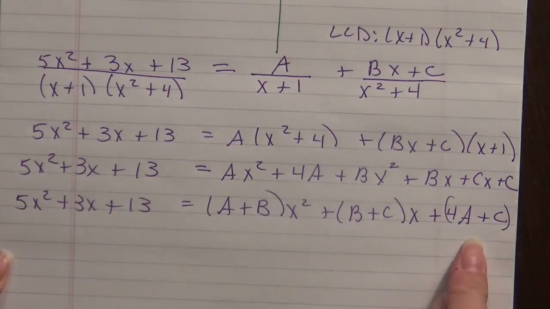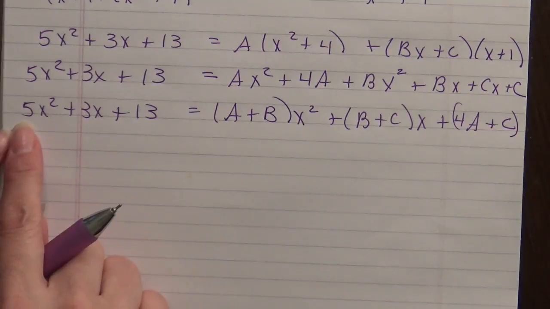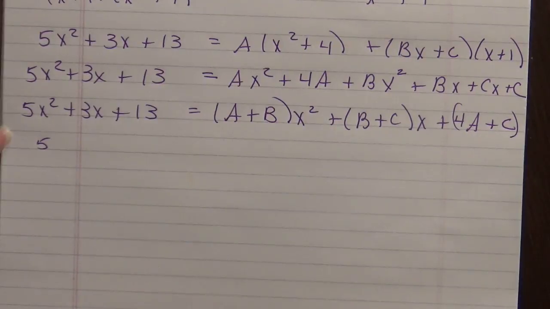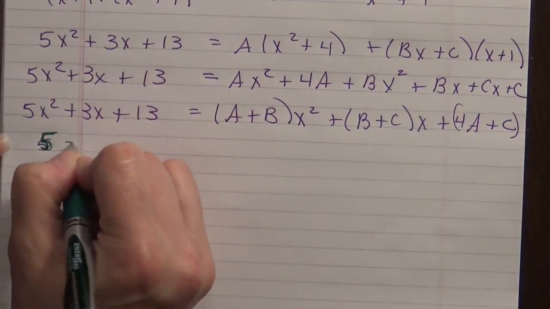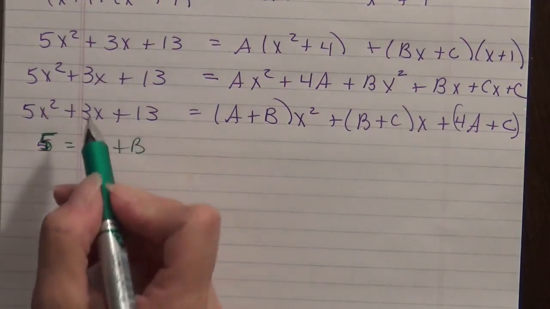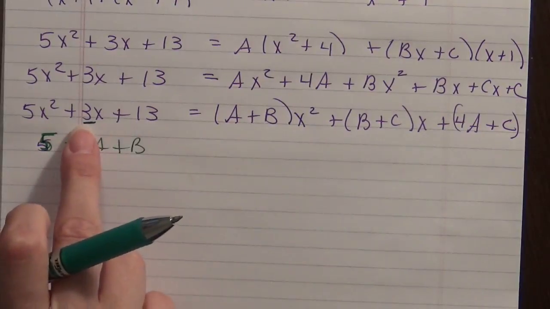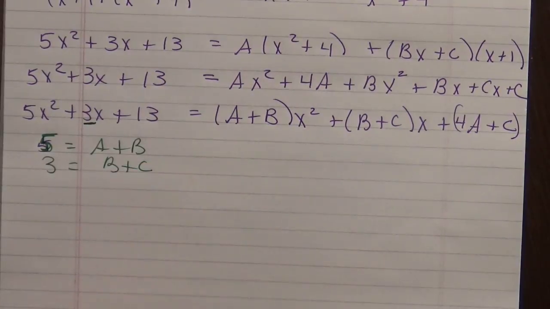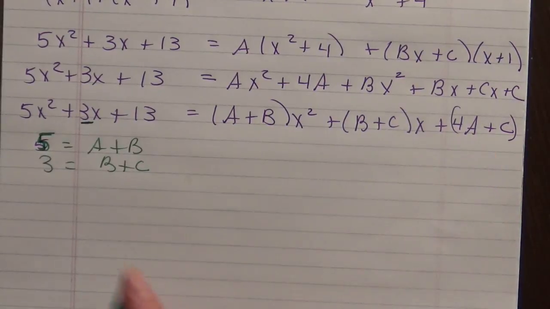Now I'm ready to set up my system of equations. And I'm going to do that by setting the coefficients equal. So I've got on the left side, x squared has a coefficient of 5. So 5 is equal to a plus b. 3x, so my linear terms, my x terms, I have 3 and b plus c. So 3 is equal to b plus c. And with my constants, I have 13 on the left is equal to 4a plus c on the right.